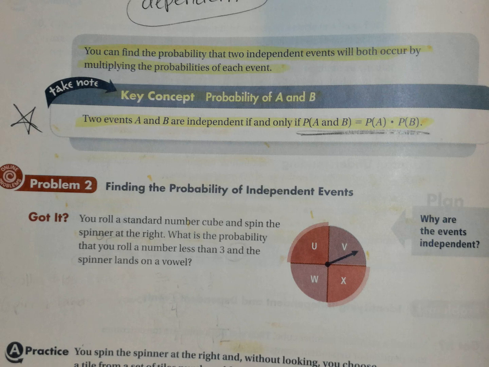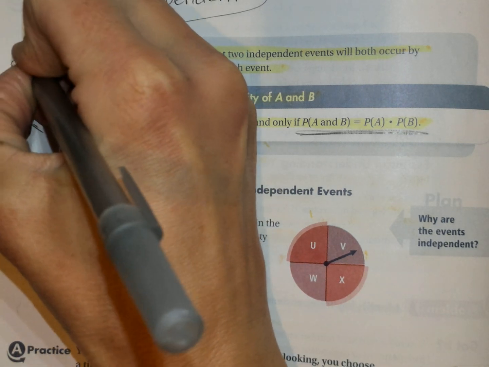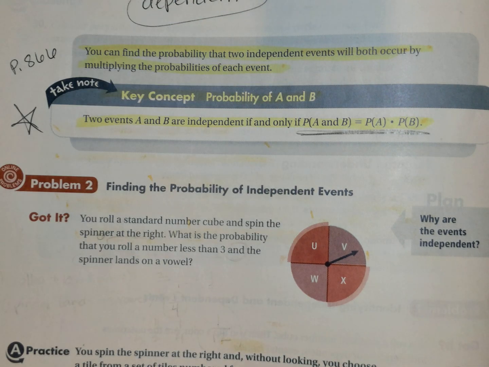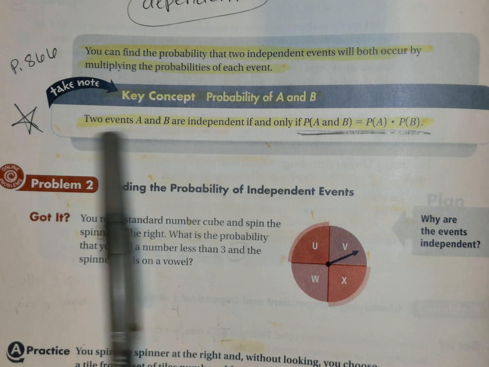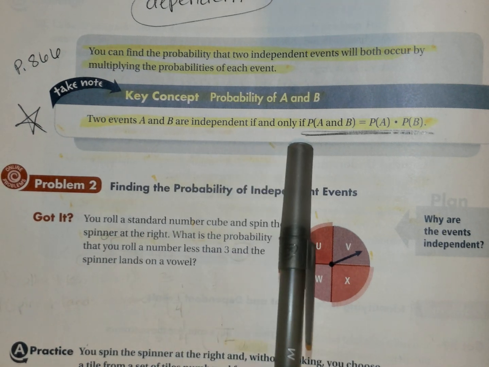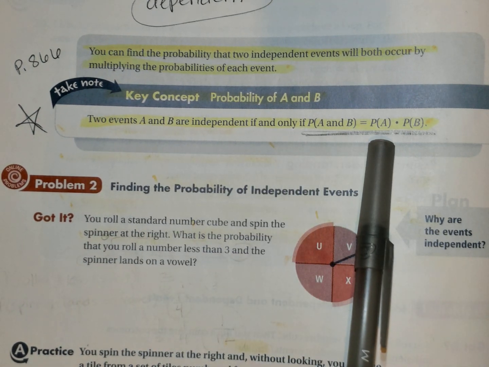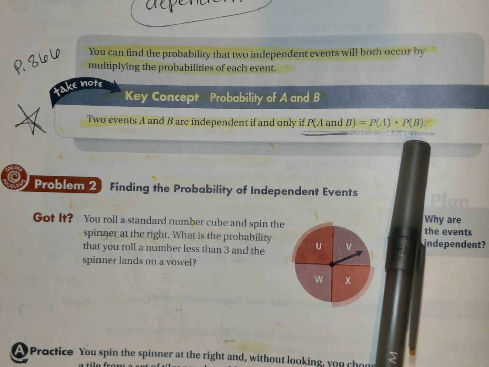All right, so this is in your book. This is page 866 again. So we are just on this page. This is what you just took notes on. Two events A and B are independent if and only if probability of A and B equals probability of A times probability of B.